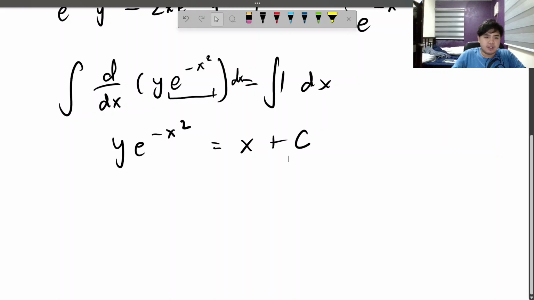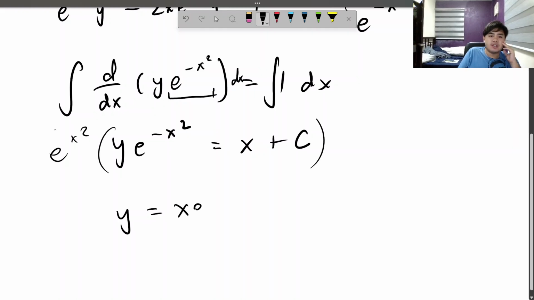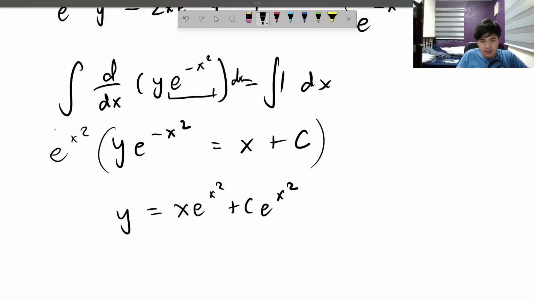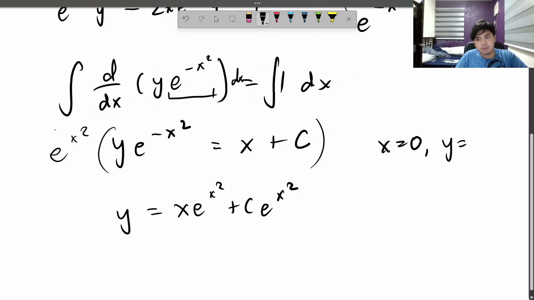Now, I don't want the negative in here, so let's multiply both sides by e to the x squared. We get y equals, let's make that, e to the x squared plus c e to the x squared. Now, I didn't write this, but there is a specific condition. Number 6 here is x equals 0, y equals negative 1.